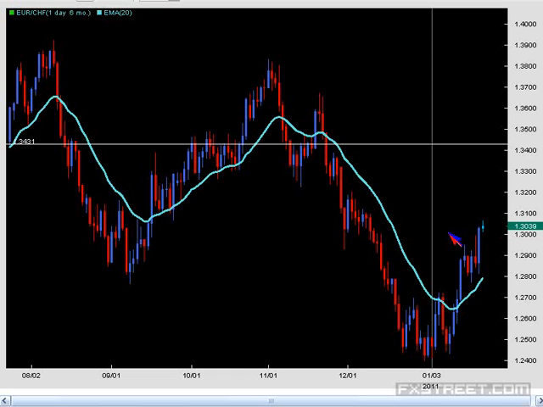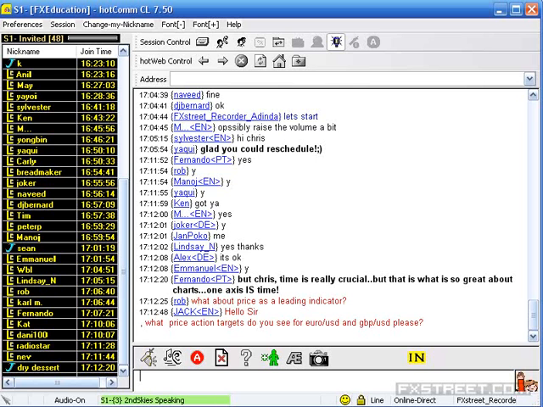So we have a couple of questions here. Fernanda says, but Chris, time is really crucial, and that is what is so great about charts: one axis is time. Yeah, that's true. One axis is completely time. The funny thing is that's what people spend the least amount of effort trying to glean information from. And so that's what's interesting.